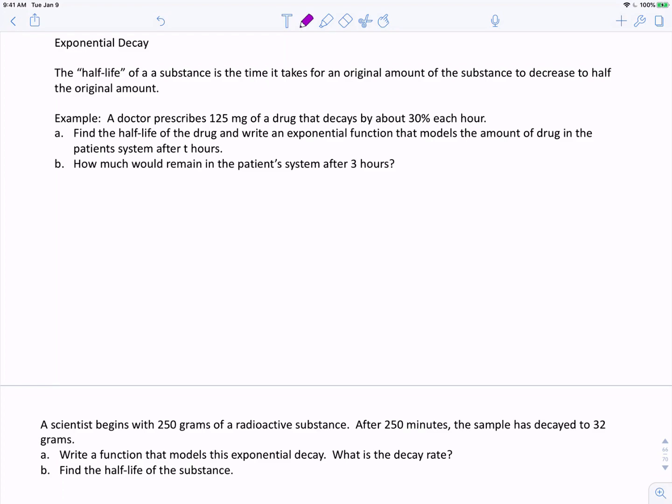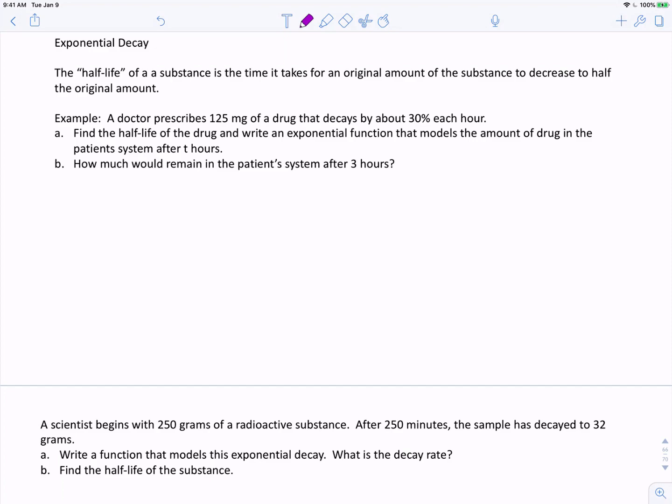Next, we'll look at exponential decay, and the only difference between exponential growth and exponential decay is that your value for k is negative when you have decay. All right, so there's something called the half-life of a substance. You may have heard of this before, usually referring to radioactive substances. The half-life of a substance is the time it takes for an original amount of a substance to decrease to half the original amount. Here's an example.